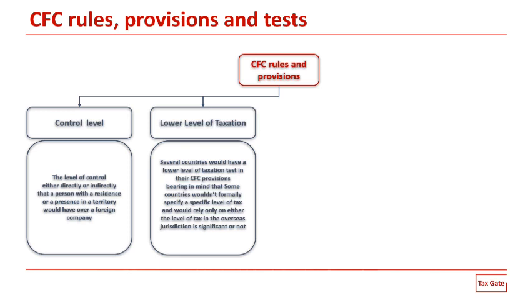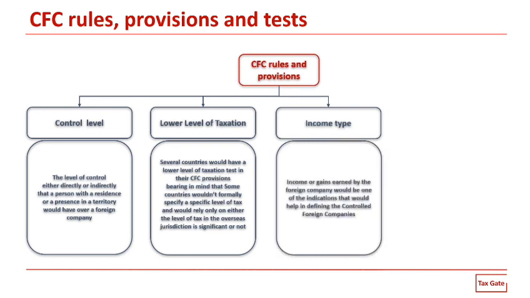Another element to be highlighted here is the type of income earned by the foreign company. And here the types of income or gains earned by the foreign company would be one of the indications that would help in defining the controlled foreign companies, and as we highlighted at the beginning of our video, this would include dividends, interests, royalties and capital gains as well, and almost all the jurisdictions would view that such passive income or investment earned by a foreign company should not remain untaxed or subject to limited taxation in the foreign jurisdiction.